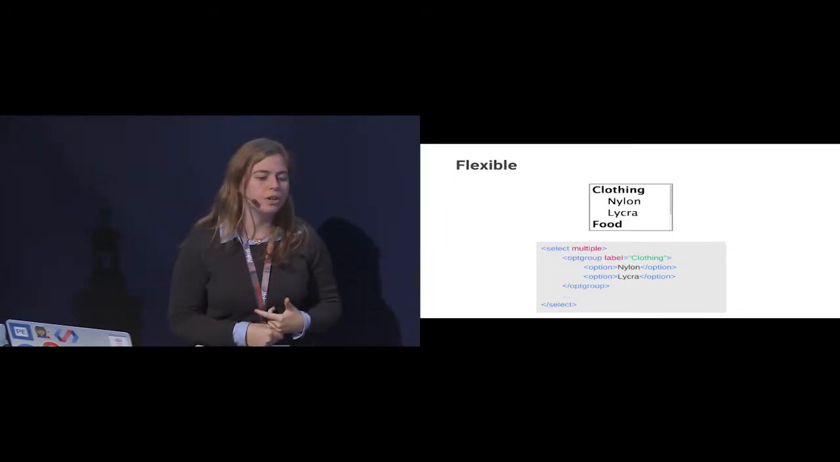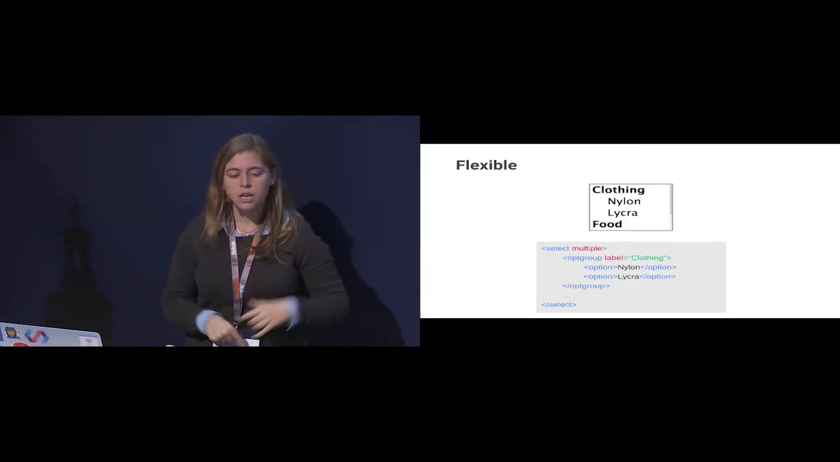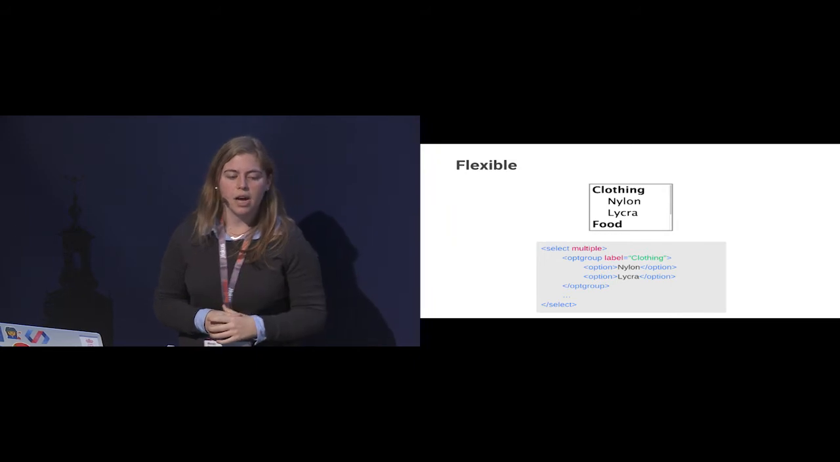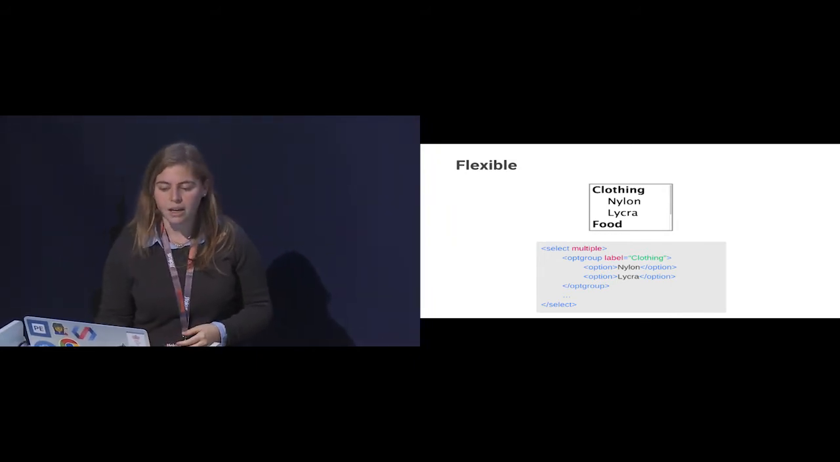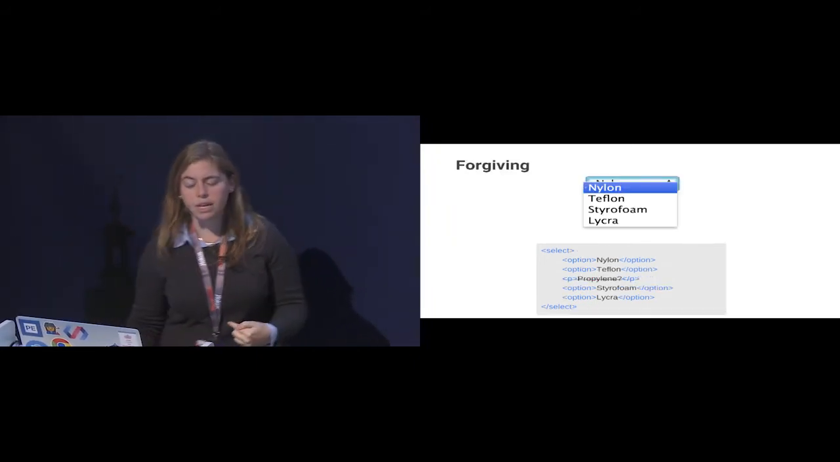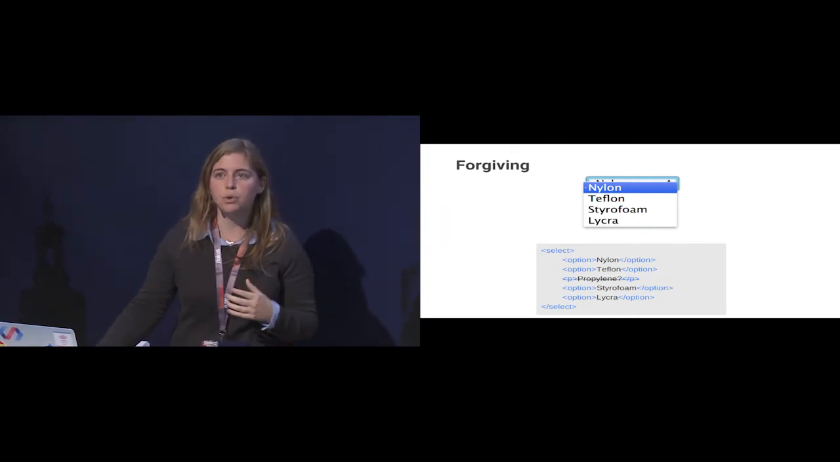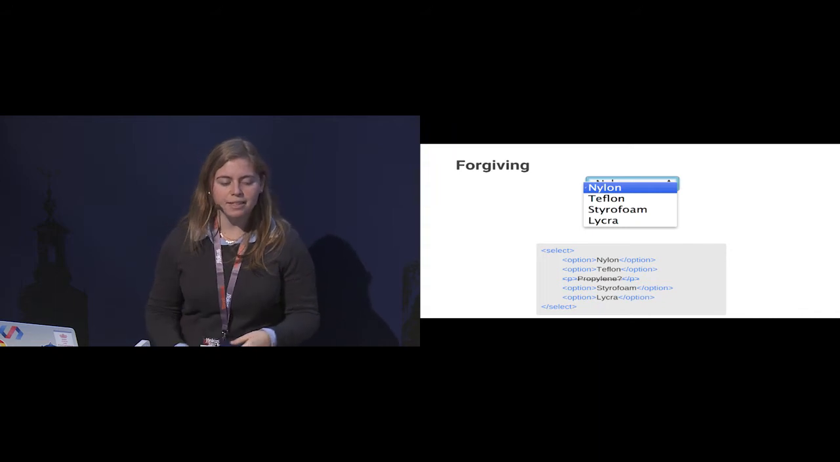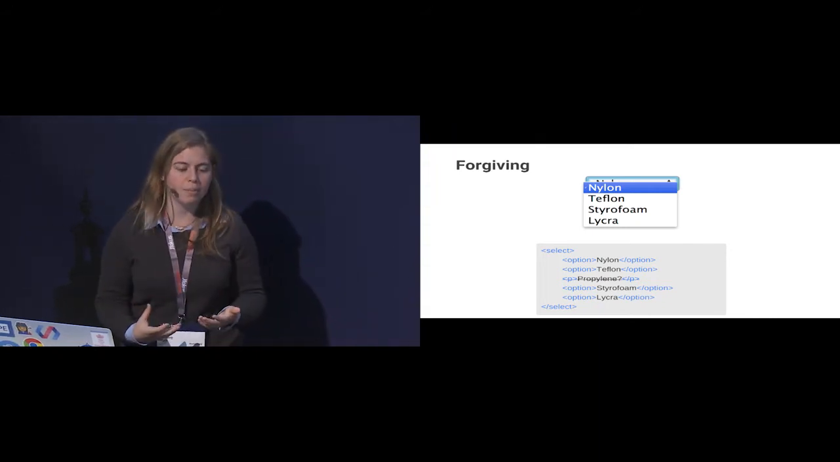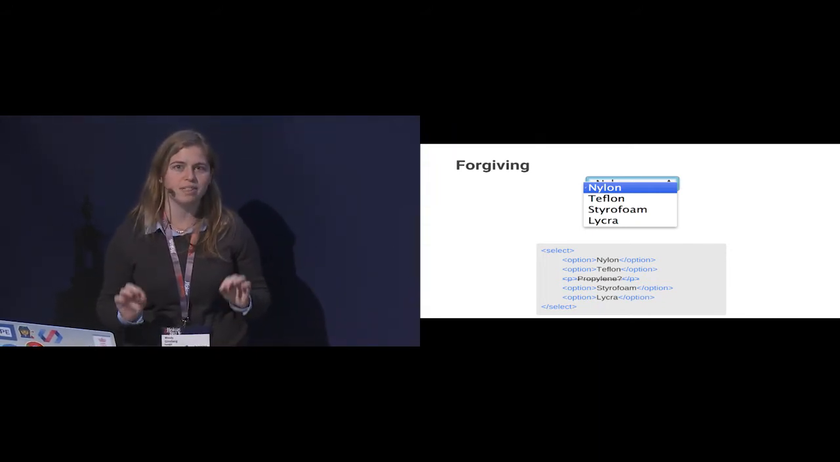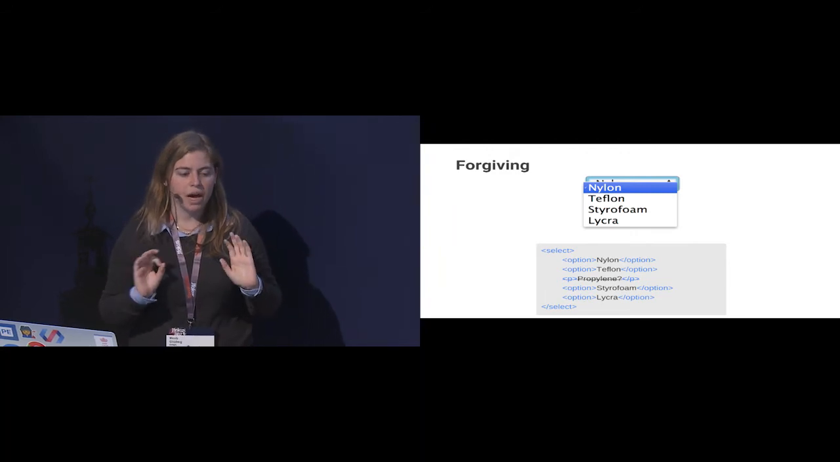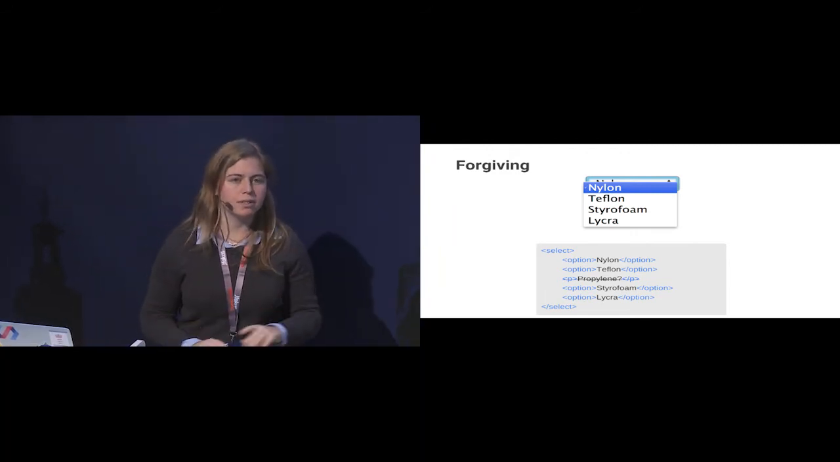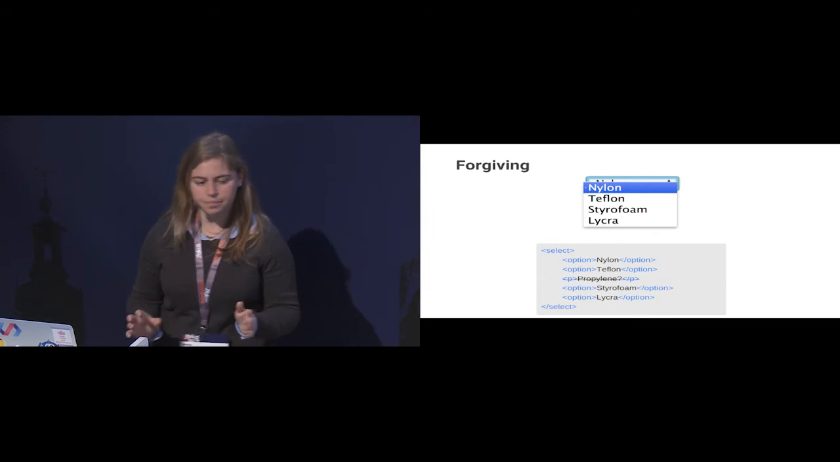It's flexible. You can have different types of children. So if you want to group things together, you can do just that. And even more importantly, it's forgiving, right? So if you drop a paragraph in there by accident, the whole thing isn't going to freak out. Your computer's not going to blow up. It's just going to quietly ignore the mistake. It's going to know, I only accept options, option groups. I don't know what a p tag is.